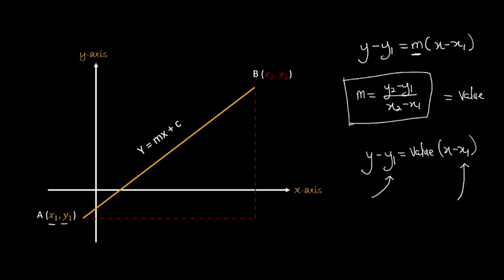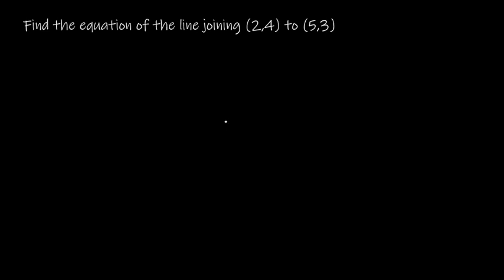Alright, so let's go ahead and have a look at an example to understand and appreciate what we are talking about. So we have to find the equation of a line joining 2 points. One point is 2, 4, and another point is 5, 3. So let's write down our solution. So I will say let A be the first point, which is 2, 4, and B be the second point, which is 5 and 3.